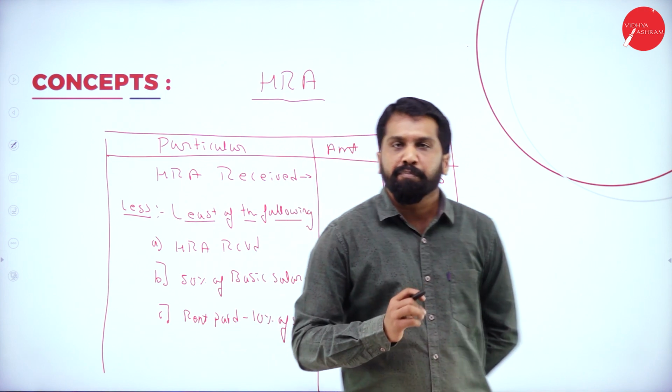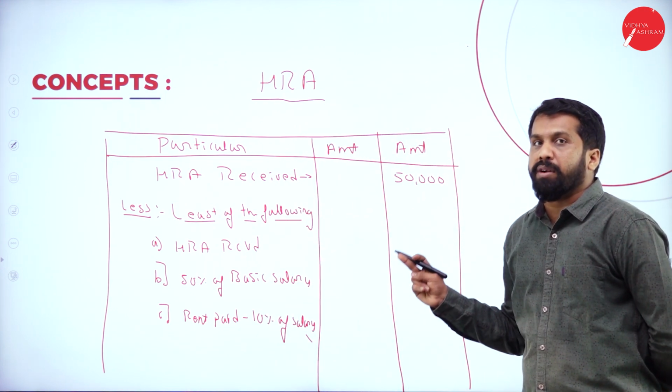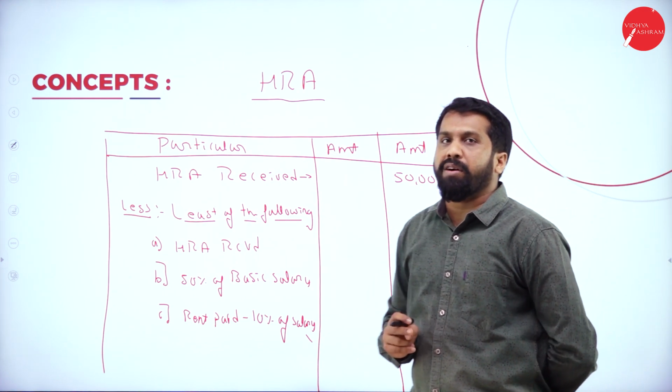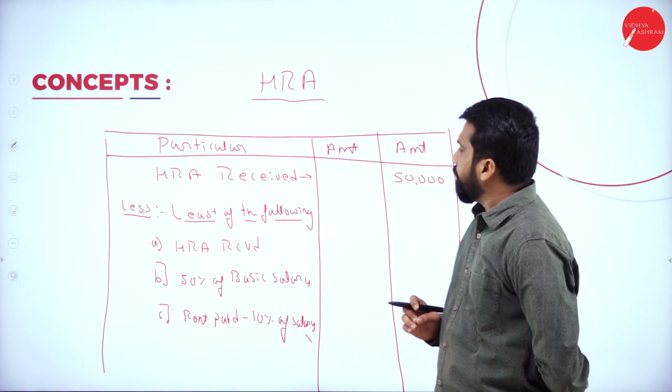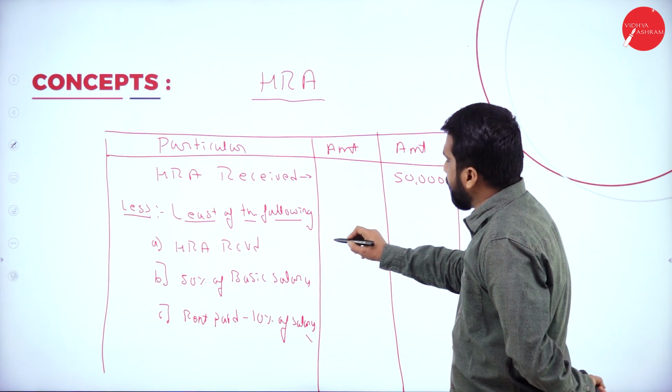Clear? First, you have to write down your HRA. This is very important. Why? Because in the salary you have to calculate it again, for 5 marks. They will ask you separately for the calculation of HRA. Now, least of the following: HRA received, you will write the same thing. It is 50,000.